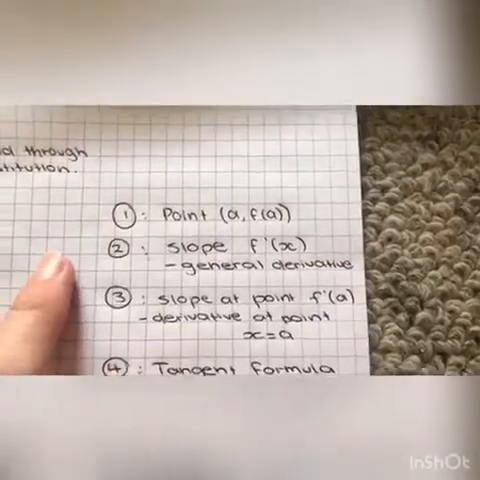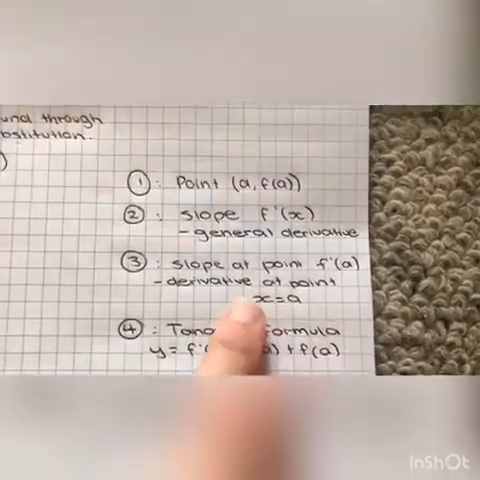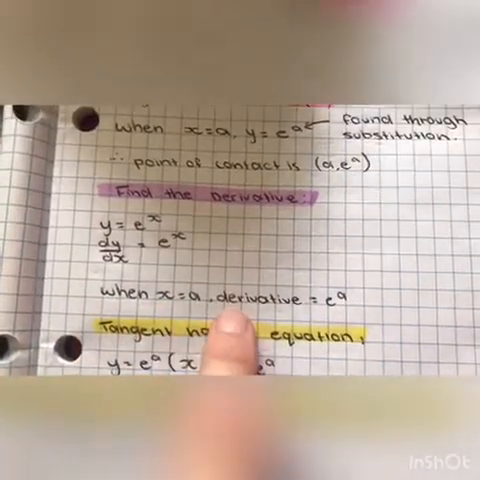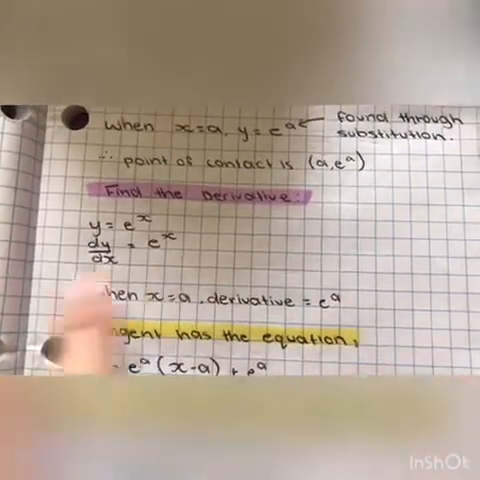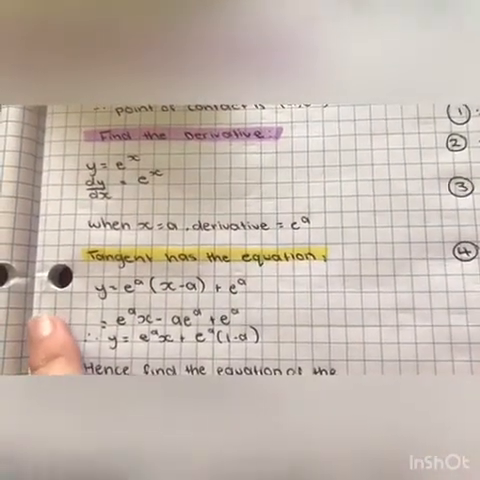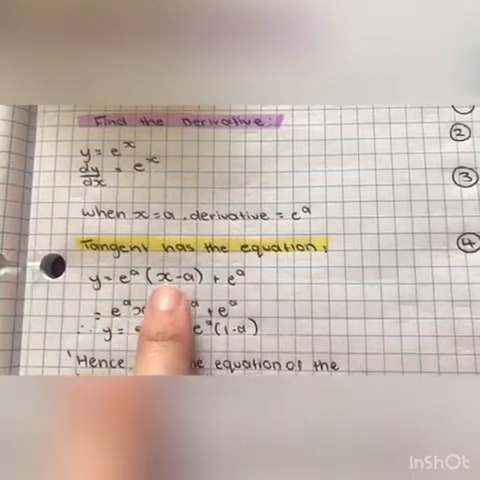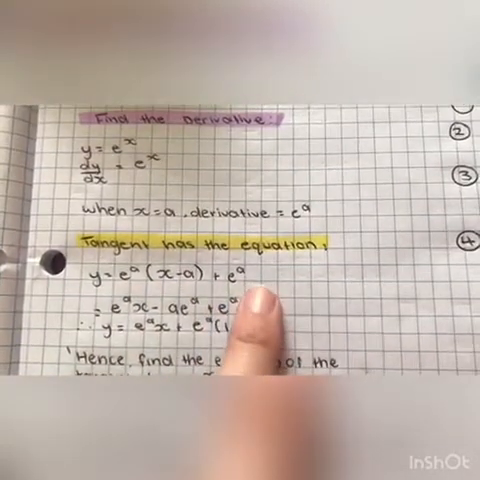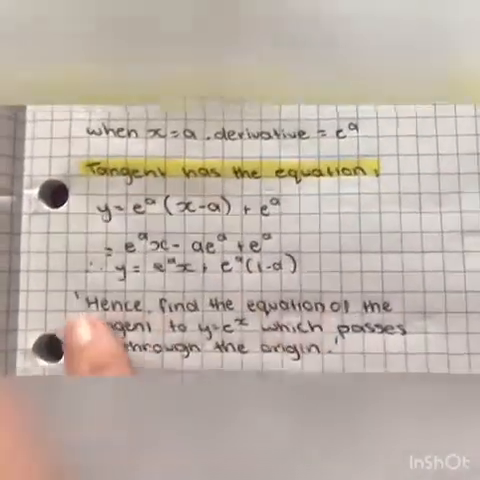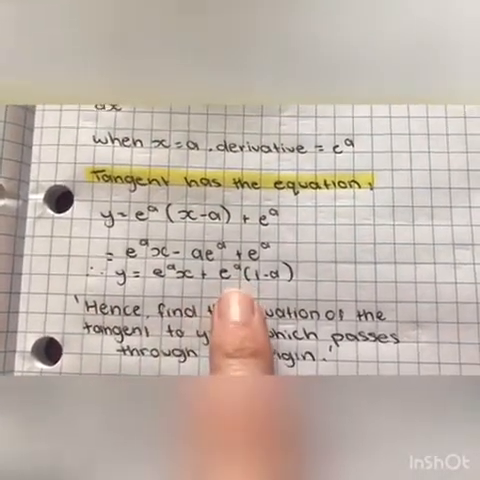Now that we have found the general derivative, hence completed step 2, we must find the slope at the point, hence substitute our x value into the derivative. It's found that when x equals a, the derivative equals e to the power of a. This was found through substitution. To find the equation of the tangent, we substitute all values back into the equation, and we end up with y equals e^a(x take a) add e^a. We then expand this equation and factorise to result in our ending formula being y equals e^a x, add e^a(1 take a).